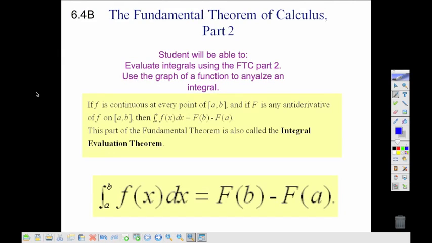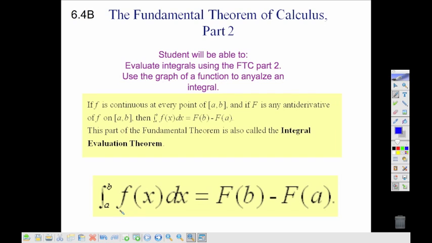In this section, we'll look at the fundamental theorem of calculus part 2, which is actually the part of the fundamental theorem of calculus we'll use most often. What it will allow us to do is use antiderivatives to calculate the value of an integral. So we're plugging in constants, a to b, and we're working it out.